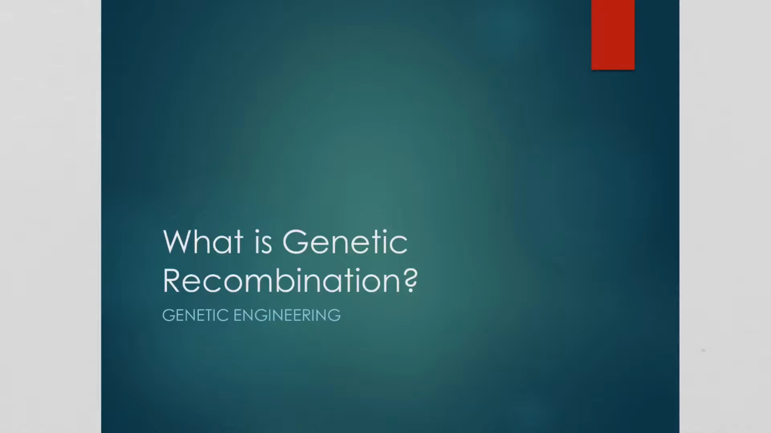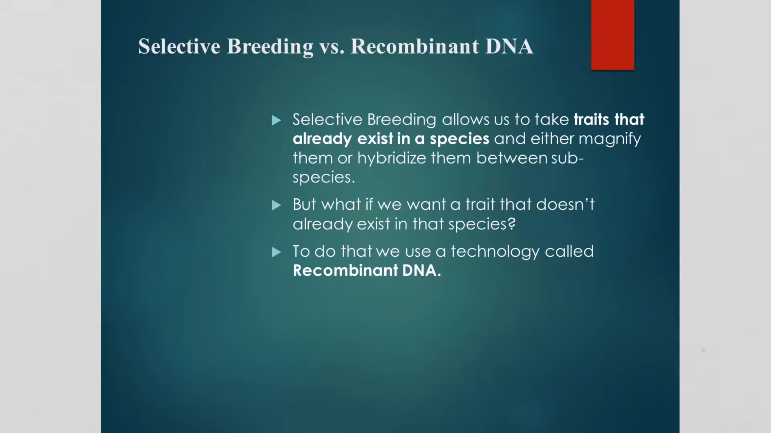What is genetic recombination? What is this concept of genetic engineering through recombinant DNA? So we talked about selective breeding, using that to manipulate organisms. But one limitation of selective breeding is that it only allows us to take traits that already exist in a species. We can magnify those traits, we can hybridize certain organisms to mix traits, but we're limited to what traits exist inside that population. Now, if there's a mutation, that means that organism gets a new trait, and then we can breed that through. But what happens if we want a trait that doesn't already exist in the species that we're looking at? So what if there's a trait that we want maybe inside our pet dog, but doesn't exist in dogs? To do that, we use something called recombinant DNA.